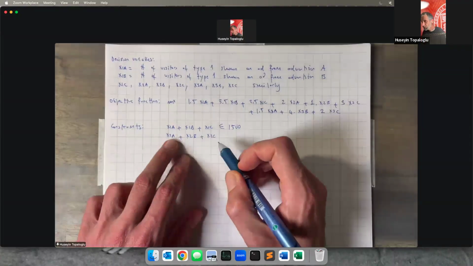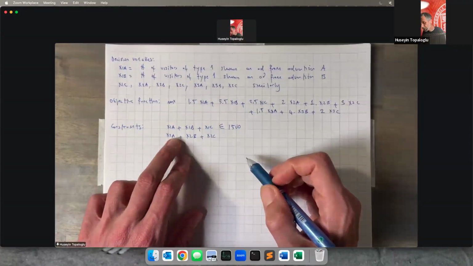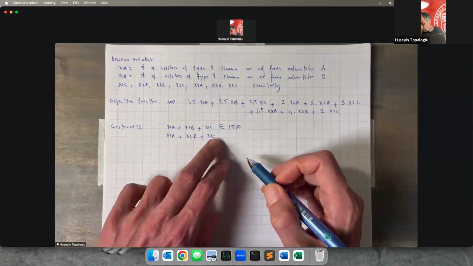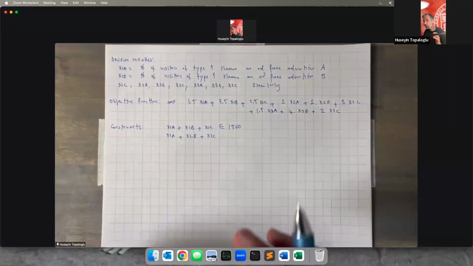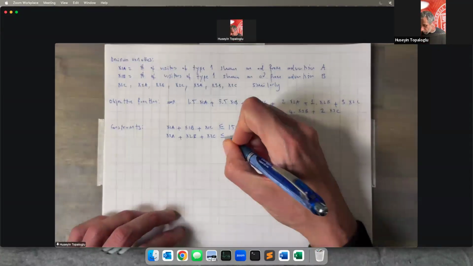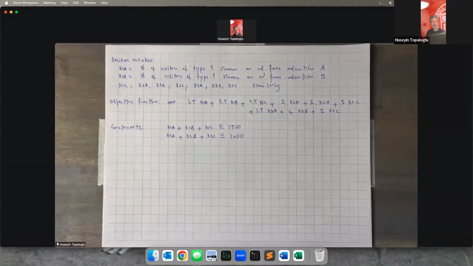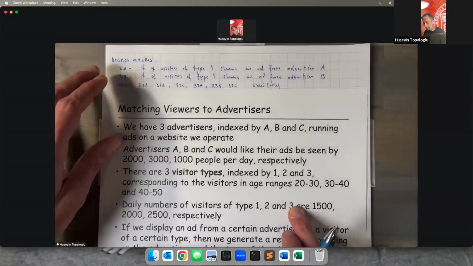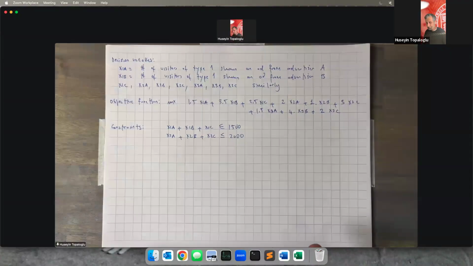So this sum is the total number of visitors of type 2 seeing an ad from an advertiser, and that can be no larger than the total number of visitors of type 2 coming in. And lastly, what is the daily number of visitors of type 3? That is 2,500. Let's write a similar constraint for that.